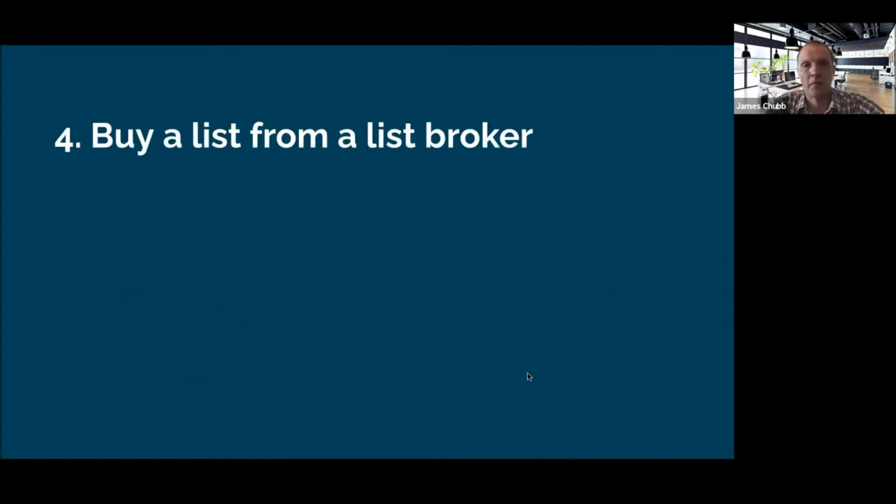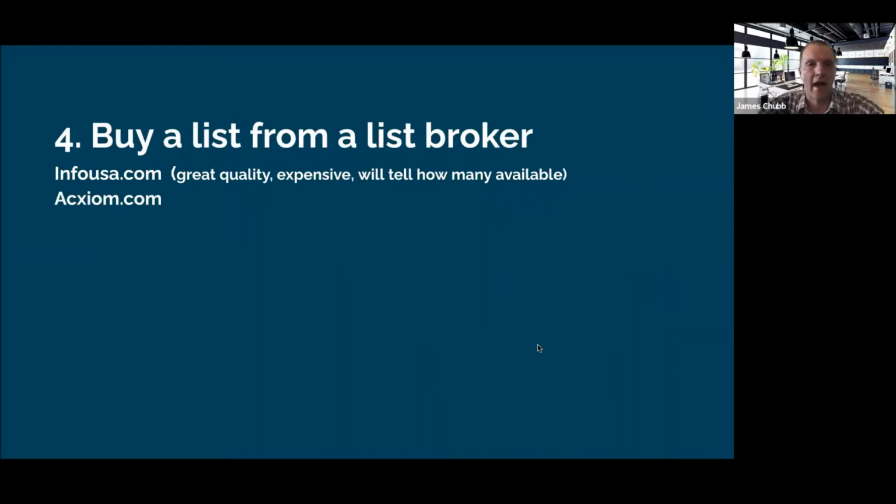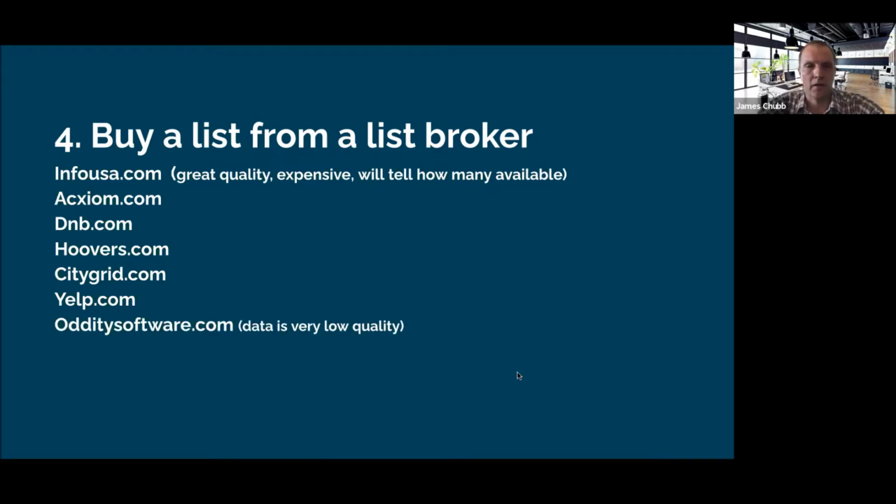You can also buy a list from a list broker. There's a whole bunch of them. InfoUSA, great quality. Acxiom, Dun & Bradstreet is another one. Hoover's, Citygrid, and then there's just a bunch of them. Yelp has data that I think they're able to do. And then there's a bunch of low quality vendors. I don't recommend this at all, actually, but I need to put it up here because some people do go this route, and they get the cheapest data they can possibly get, and that's sort of an oddity, the software or the data supplier, that kind of thing out there.